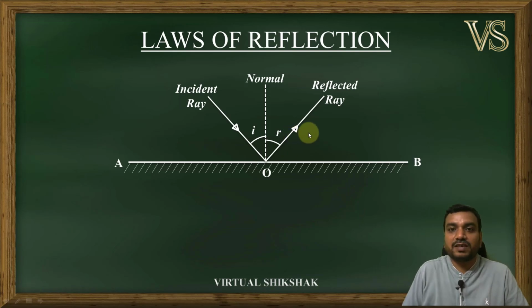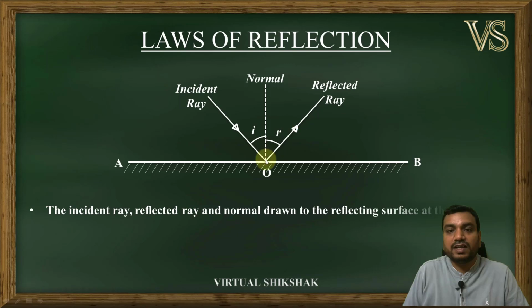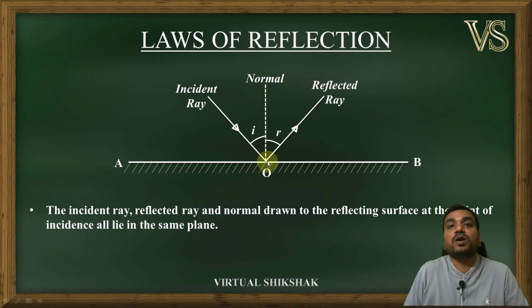The same diagram we have drawn here again. This is the incident ray, this is the normal, and this is the reflected ray. According to the first law of reflection, the incident ray, the reflected ray, and the normal which is drawn at the point of incidence all lie in the same plane. I'll repeat again. The incident ray, the reflected ray, and the normal drawn at the point of incidence all lie in the same plane.